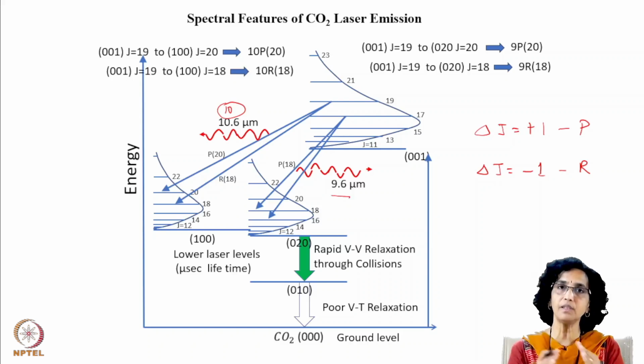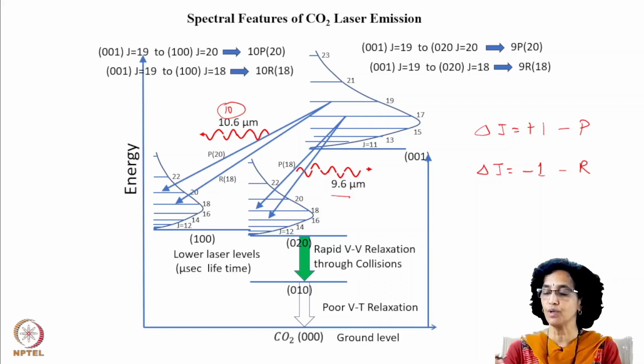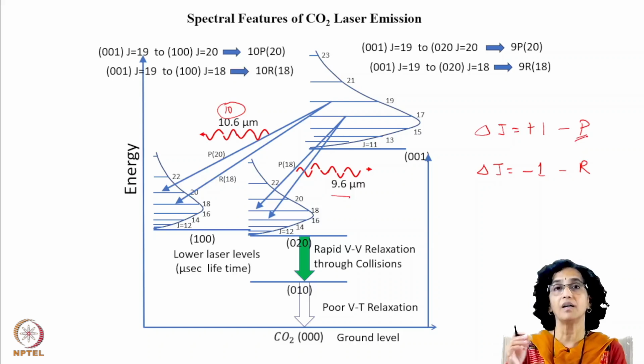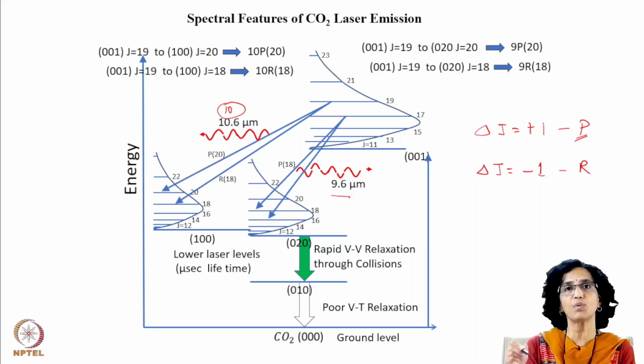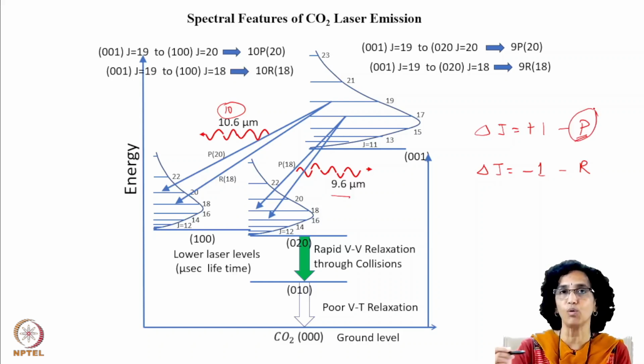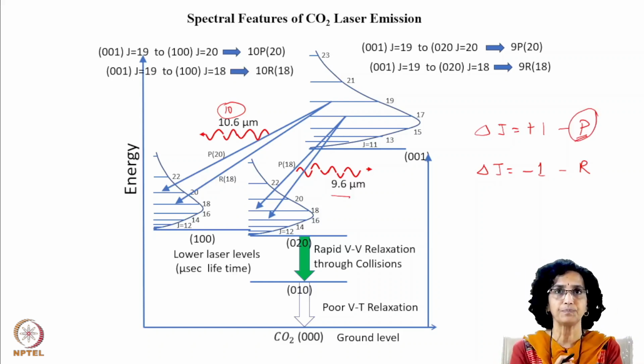And within the two branches, that is P branch and R branch also, P branch is of larger wavelength as compared to the R branch. And we know that gain is proportional to lambda square, right? So the gain for P branch is more. Okay, so these are the basic facts.